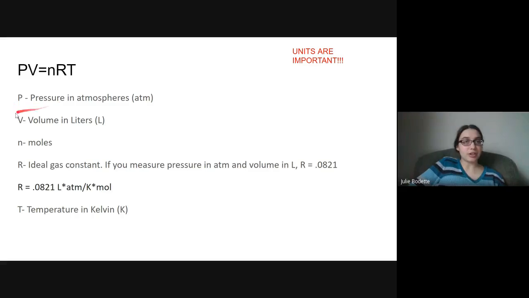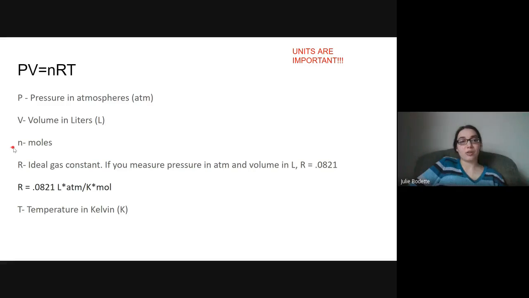Okay, so that's pressure. Then we've got volume. So V is volume in liters. And yes, you can measure volume in other units, but we're going to have to put it in liters, because like I said in the corner here, units are important. So you guys are going to need to convert everything into these units. So for example, in a problem, if I give you a volume in milliliters, you'll have to convert it to liters.